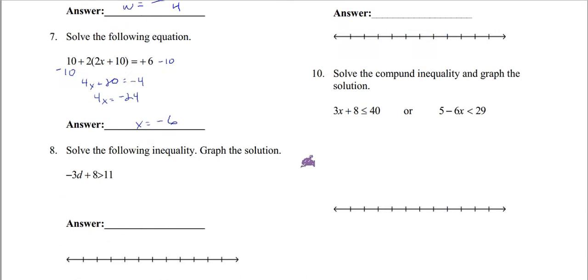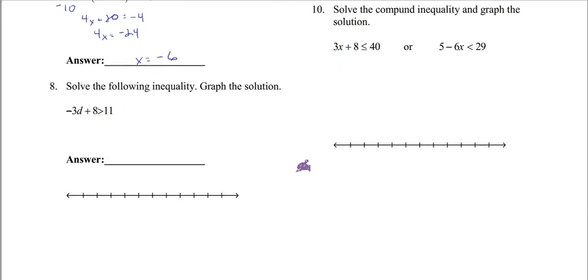Okay, we'll move down to number 8. Solve the following inequality and graph the solution. We have to keep things in mind: do the same thing to both sides. If we divide by a negative, we flip the sign around, and then we have to remember how to graph an inequality. Not too bad. So subtract 8 from both sides, and negative 3d is going to be greater than 11 minus 8, which is 3.